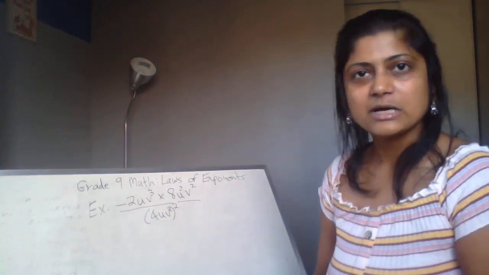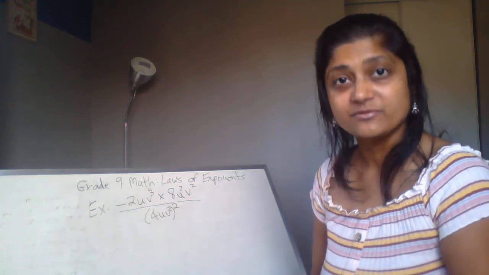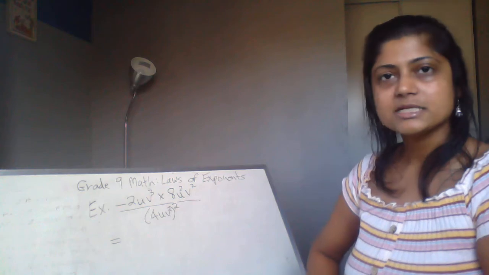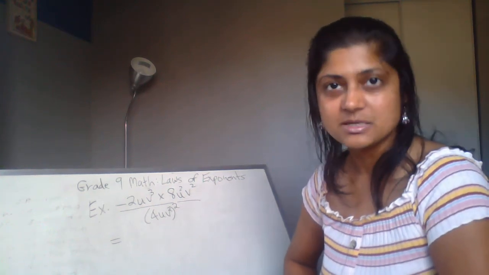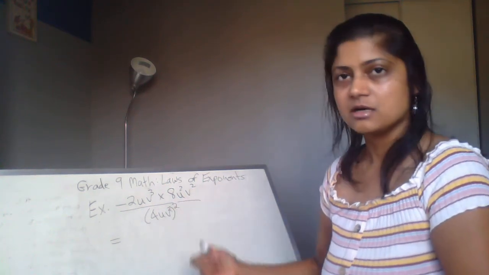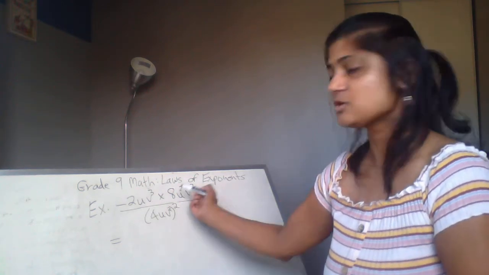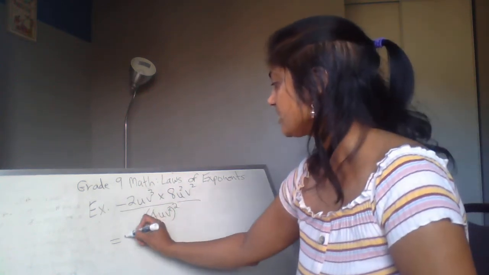I can see there are 2 variables here, u and v. So what we're going to do is do the top and the bottom separately. On the top, I can see that I can multiply these 2 numbers. I'm going to do negative 2 times 8, so negative 16.